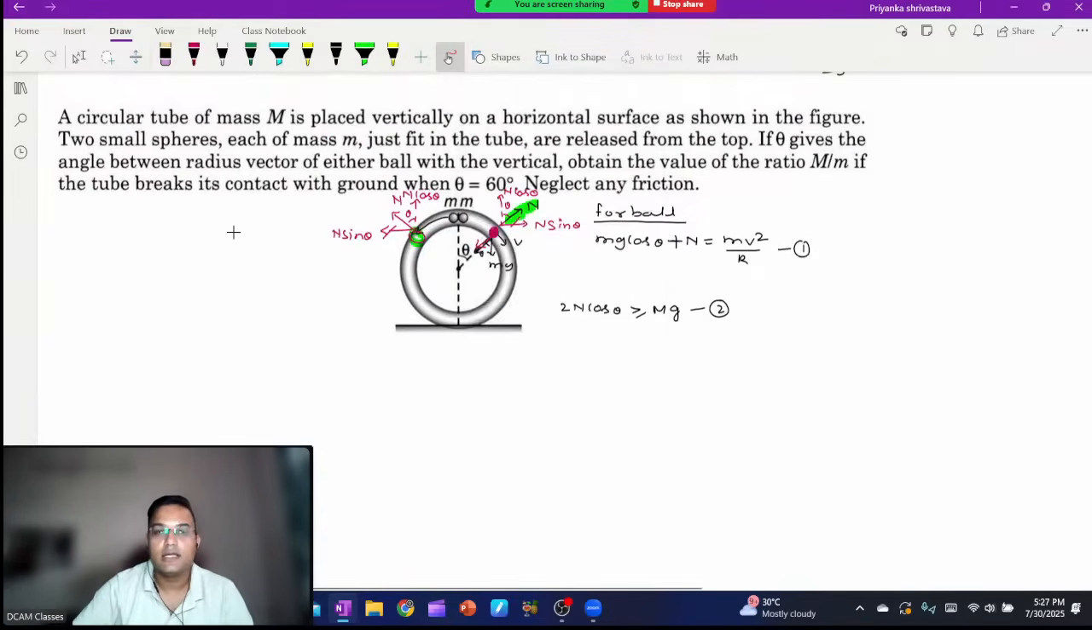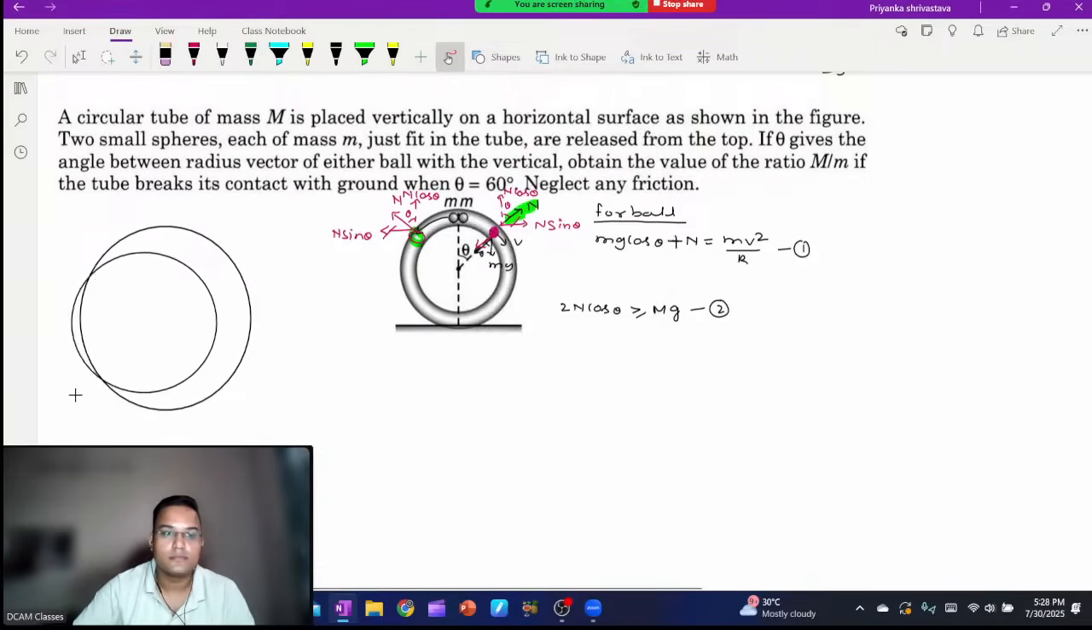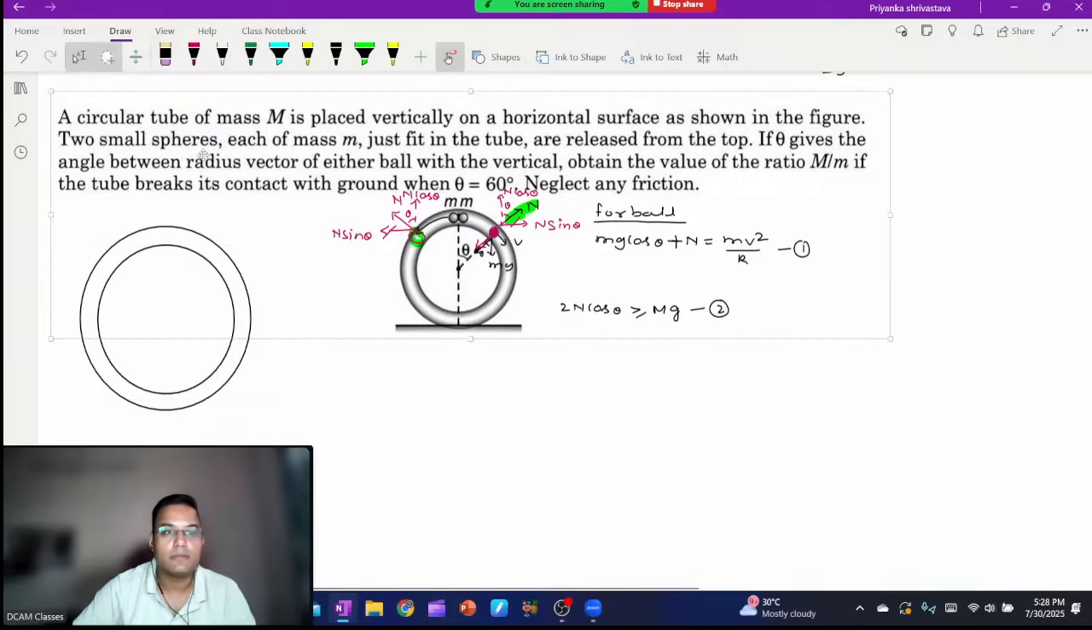See, one case is this is a ring. Let me just show you. Let me copy it. The other case I'll explain properly.